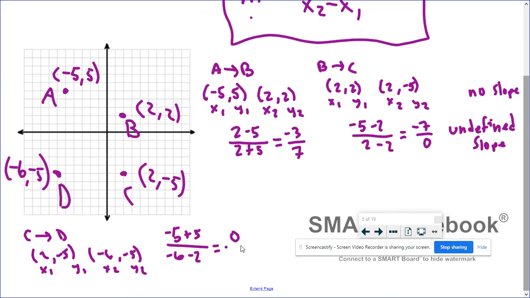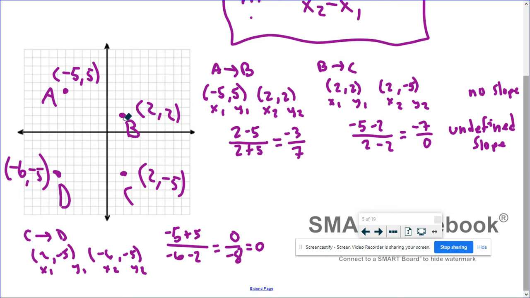So you get 0 over negative 8. 0 divided by anything is equal to 0. This is not undefined. This is not no slope. This is a slope of 0. Okay, so we'll talk about this later.